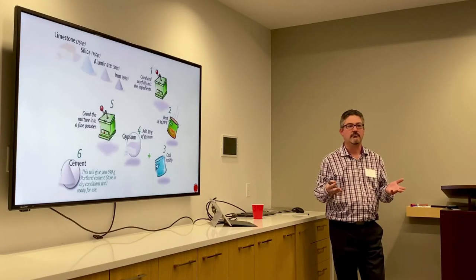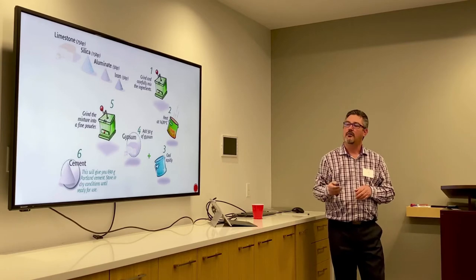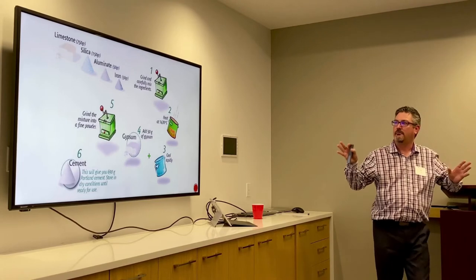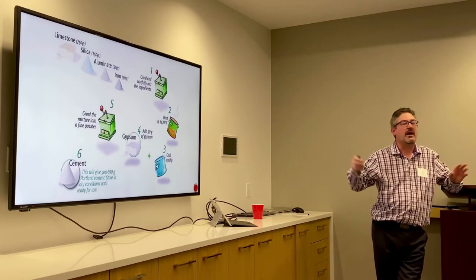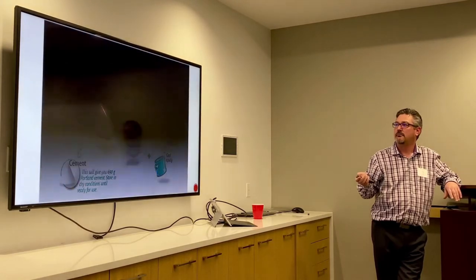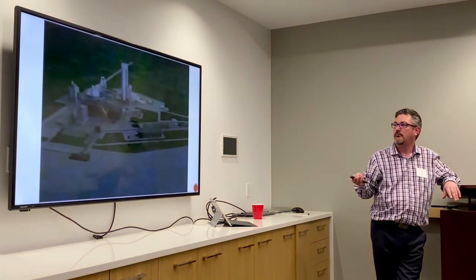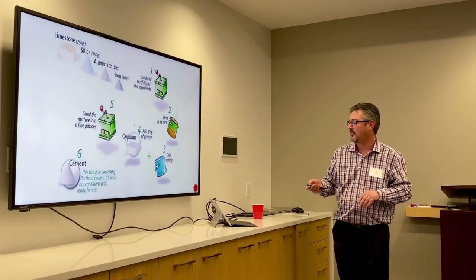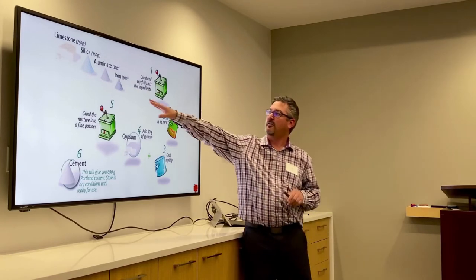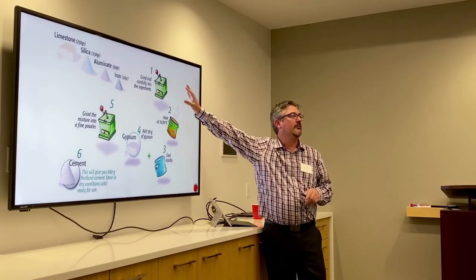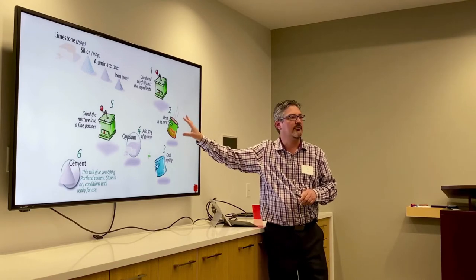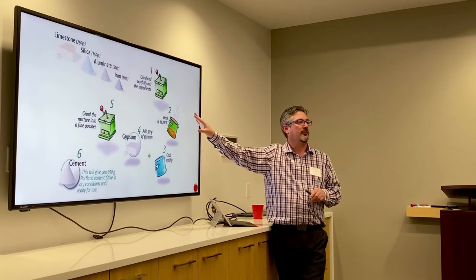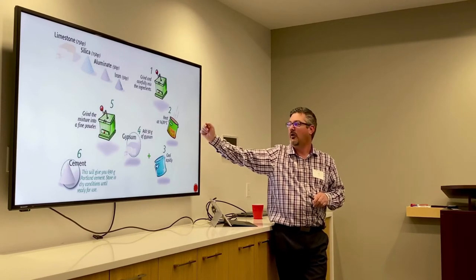So how is cement made? This is a basic overview of the cement manufacturing process. Just to give you a broad idea about how it's made. So we start off with our raw materials up here. What we do is we grind those up into a fine powder. We heat them up to somewhere between 1450 and 1500 degrees Celsius. So it gets pretty damn hot.